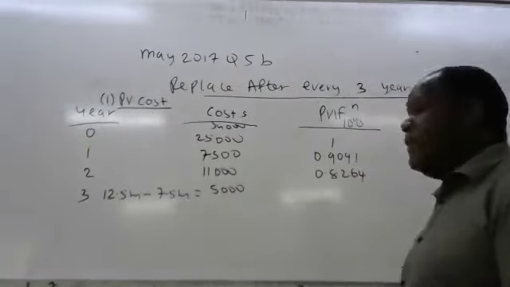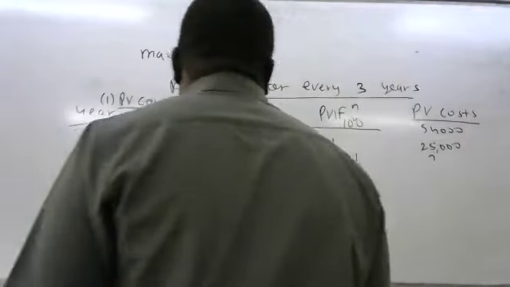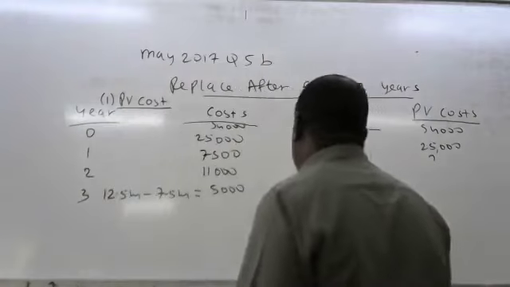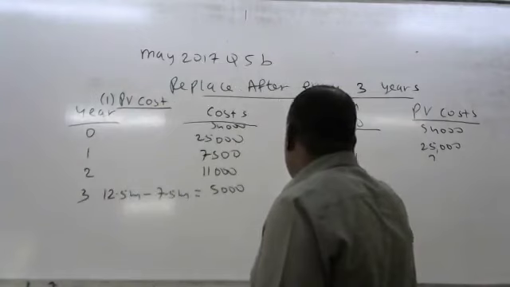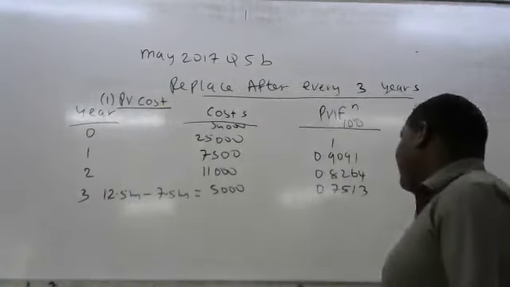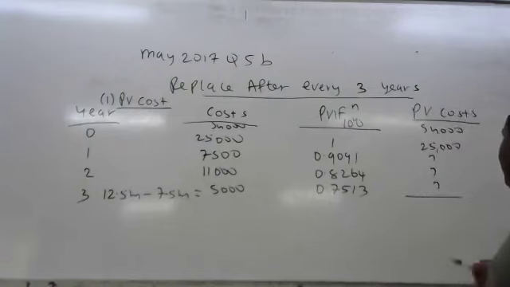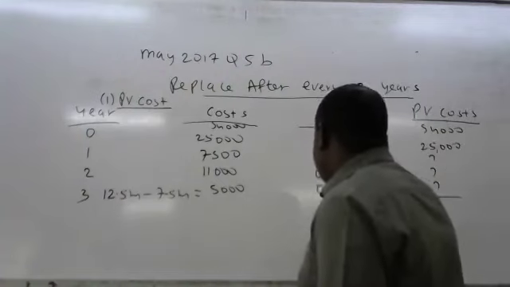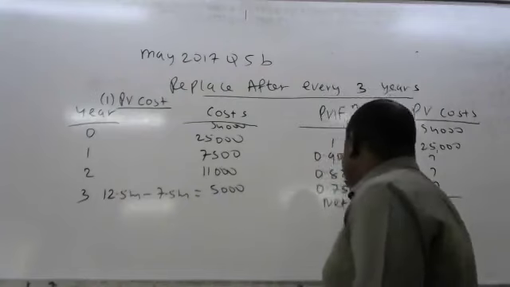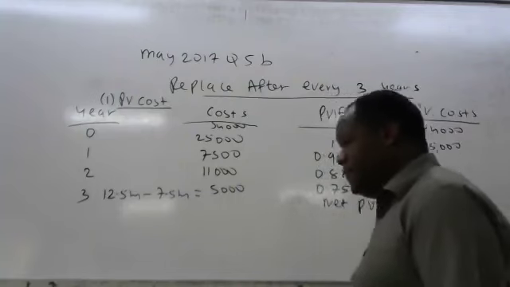Also confirm from the table what is 10% in year 3: 0.751. So you factor them in. Now you add so that we get the net present value cost.